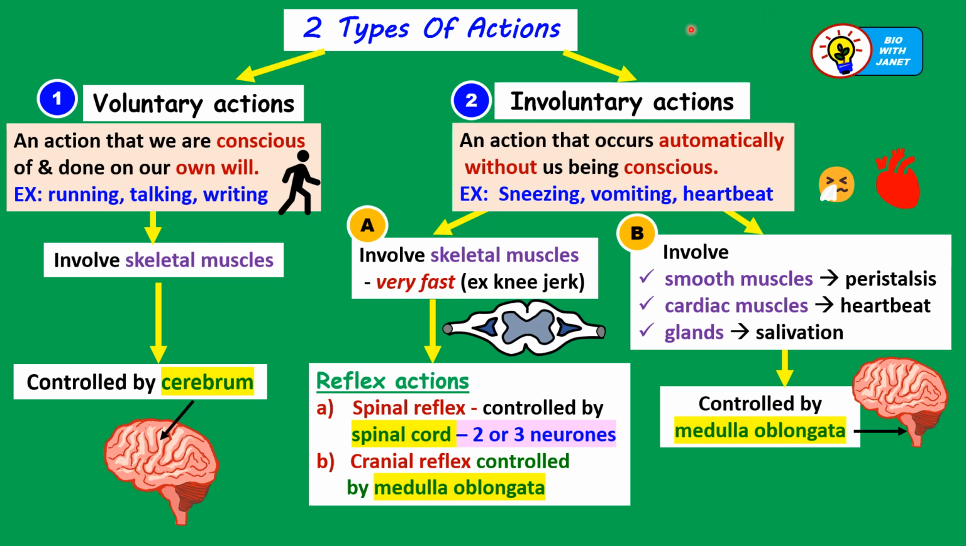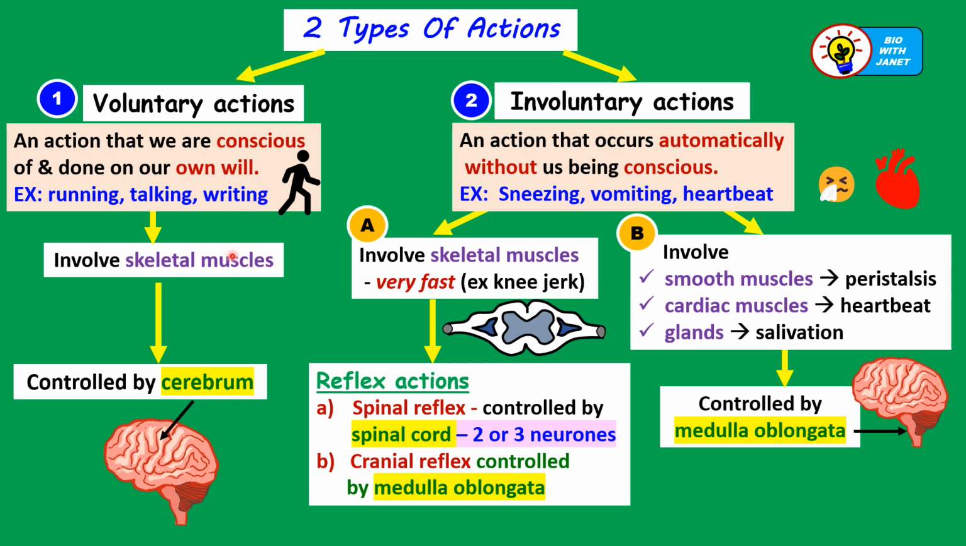First of all, let's discuss the two types of actions that we carry out every day. These are voluntary actions and involuntary actions. So let's look first of all at voluntary actions. A voluntary action is an action that we are conscious of and which is done on our own free will, such as running, talking, and writing. For example, we can decide when we want to start running or stop running. So we are aware of it, we are conscious of it. Tindakan yang dikawal secara disedari, right? And we can control the action.